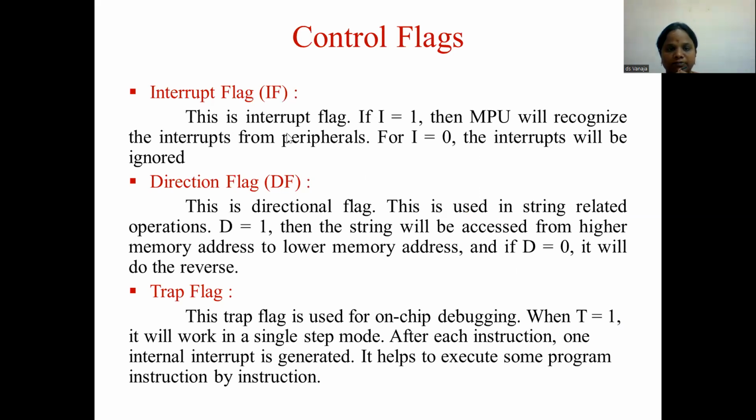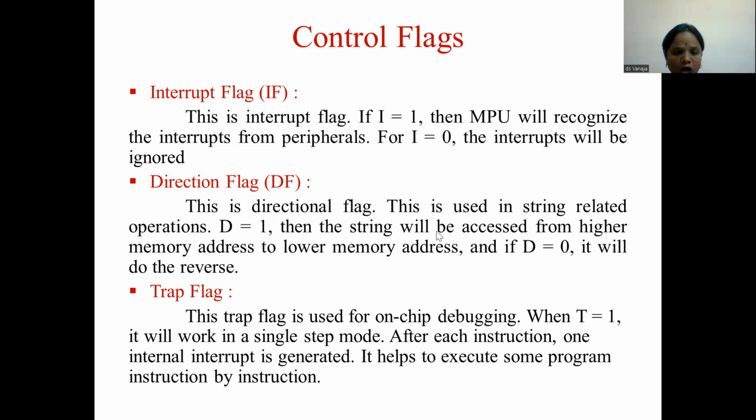First, we will see the interrupt flag. This is the interrupt flag. If interrupt flag is 1, then the microprocessor will recognize the interrupt from the peripherals. For I equals 0, the interrupts will be ignored. Then direction flag. This is used for string related operations. That means if it is 1, that means set, then the string will be accessed from higher memory address to the lower memory address. And if it is reset, that means 0, it will do the reverse operation.